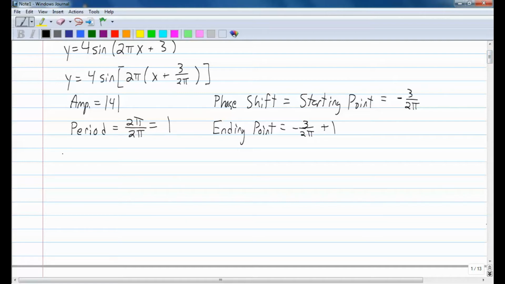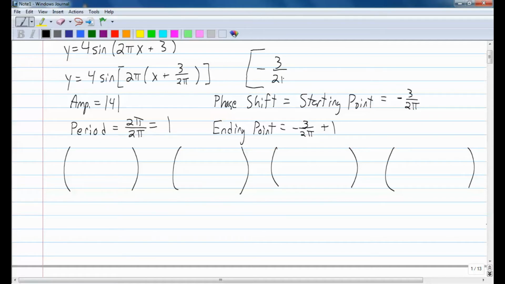So let's say that we draw our 4 subintervals. I did not draw the interval for the entire graph. I'll do that right now. I'll draw it right here. The interval for the entire graph is going to be from negative 3 over 2 pi to negative 3 over 2 pi plus 1. This first subinterval is going to start at negative 3 over 2 pi. The last subinterval will end at negative 3 over 2 pi plus 1.